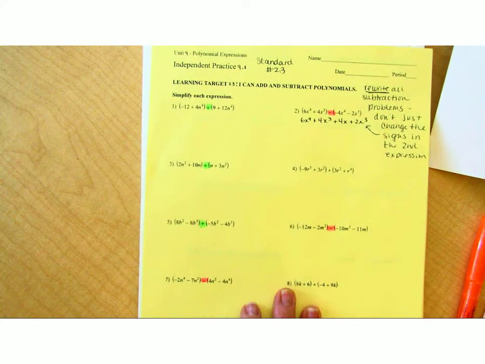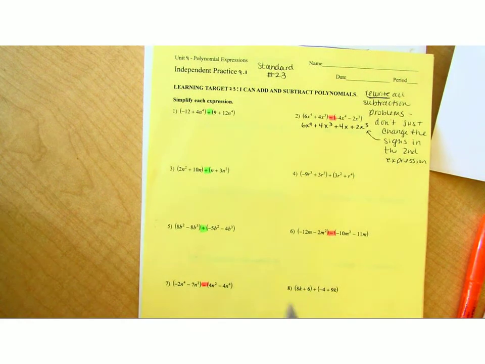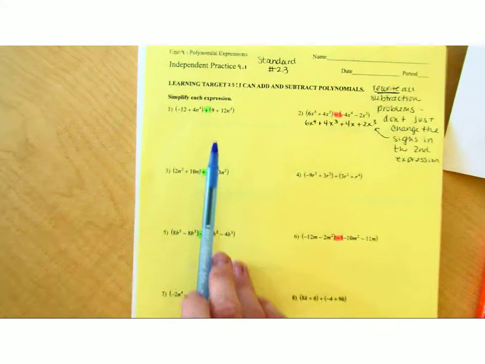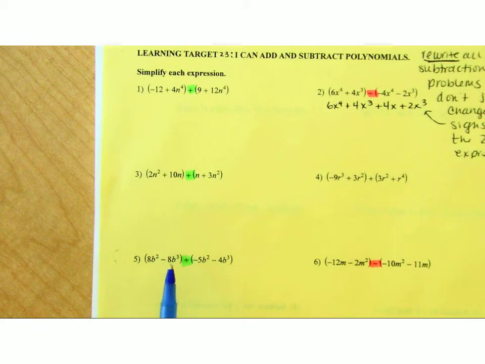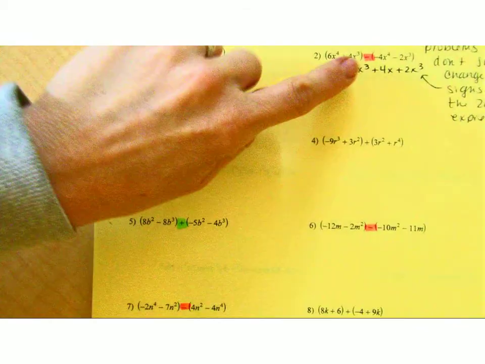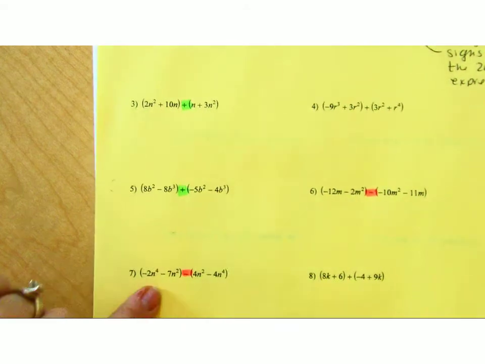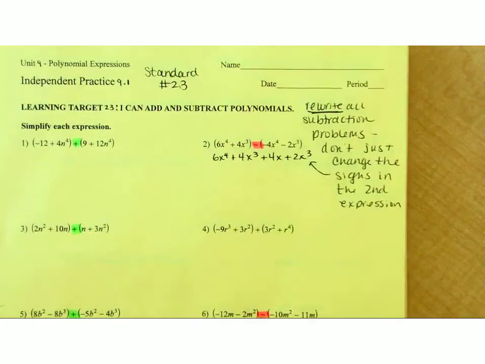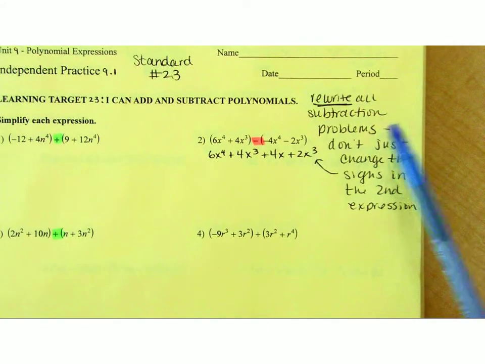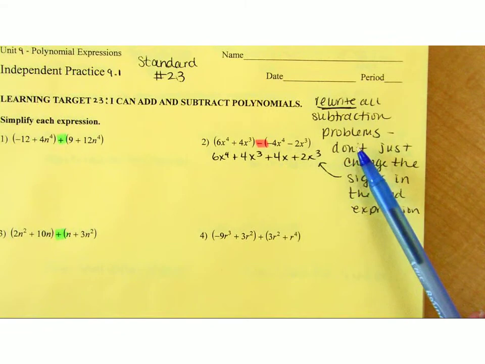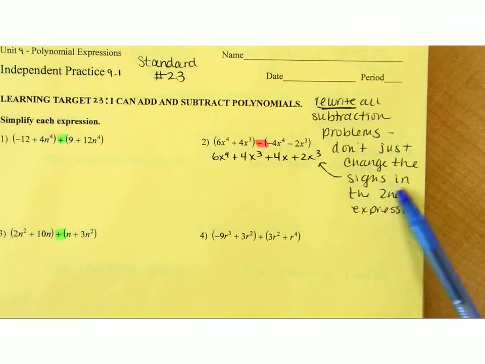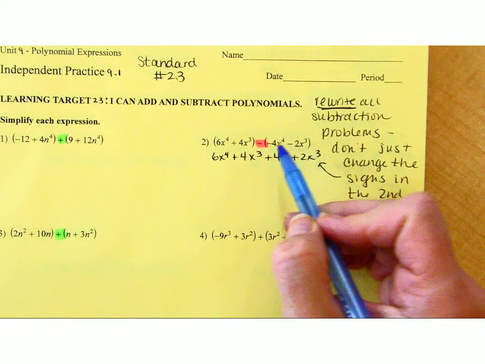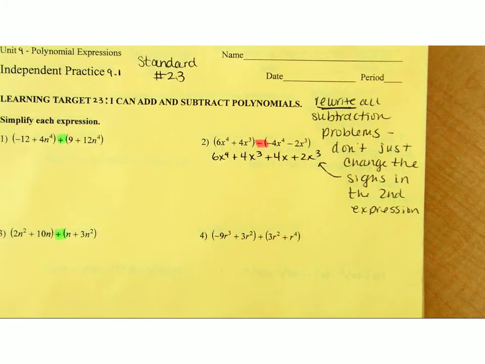So as you look at this, it might not be a bad idea to say, okay, I'm going to highlight all the ones that are addition, because I can do those and have an answer and be done. All the ones that are subtraction, though, I better slow up a little bit, because I can't just look and then combine. I have to distribute first. And please notice what I said. You're going to rewrite all of your subtraction problems. Don't just change the signs in the second expression and go boom, boom, boom, because you're going to get confused.